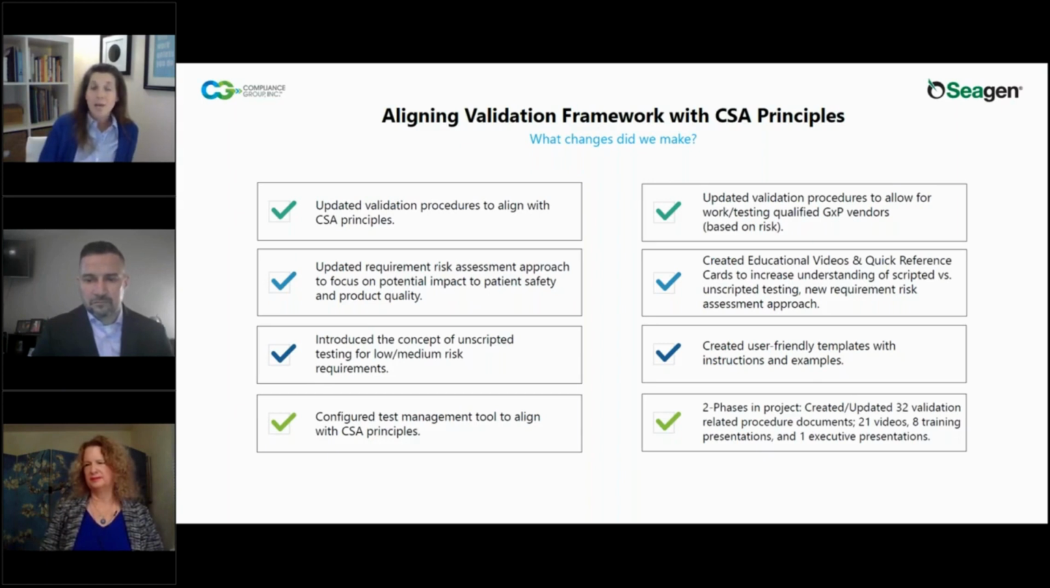We updated our templates to include instructions and examples in an effort to make them more consumable and increase consistency in execution or implementation of those templates. So things like validation plans, validation plans and reports, unscripted and scripted test case templates, system descriptions, things of that nature. We did take a two-phase approach to our journey, our project.